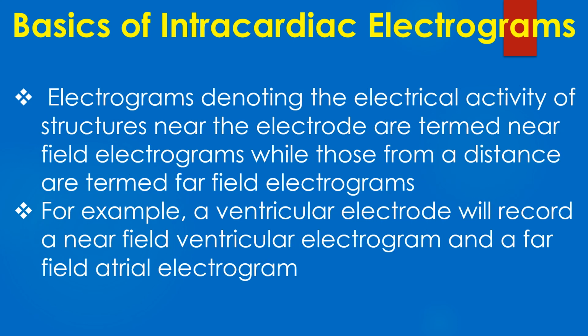Electrograms denoting the electrical activity of structures near the electrode are termed near-field electrograms, while those from a distance are termed far-field electrograms. For example, a ventricular electrode will record a near-field ventricular electrogram and a far-field atrial electrogram.